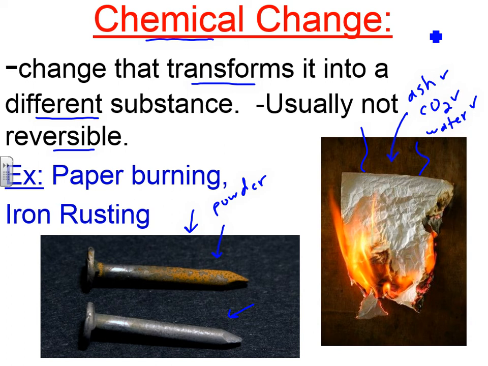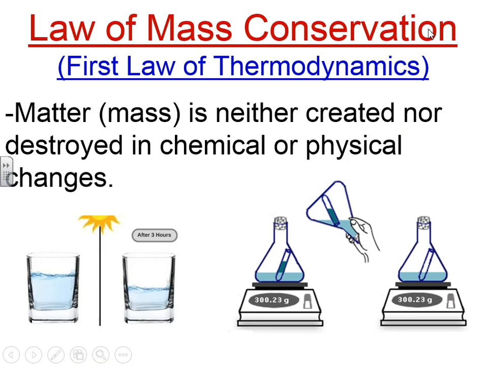new. What you've produced here is actually something called an oxide of the metal, and that oxide has different properties, so that this has been a chemical change. There are many more examples, which we'll talk about, of a chemical change. Now, there's an important law that we must mention, and that's the law of mass conservation.